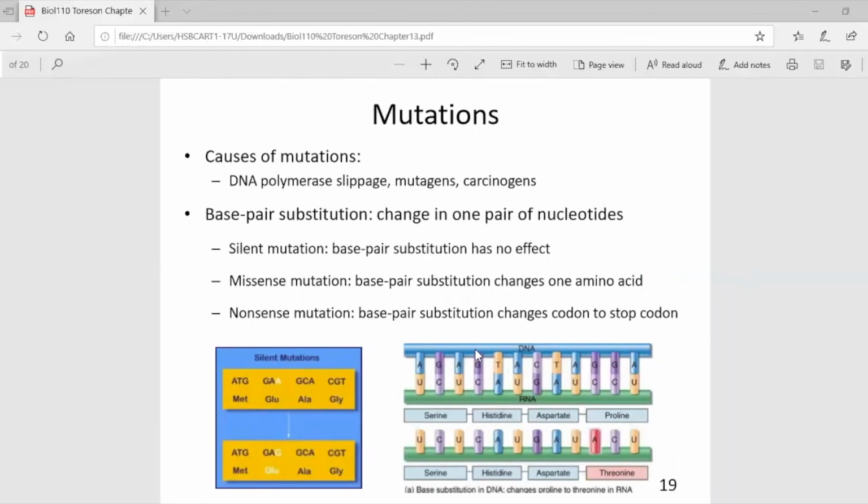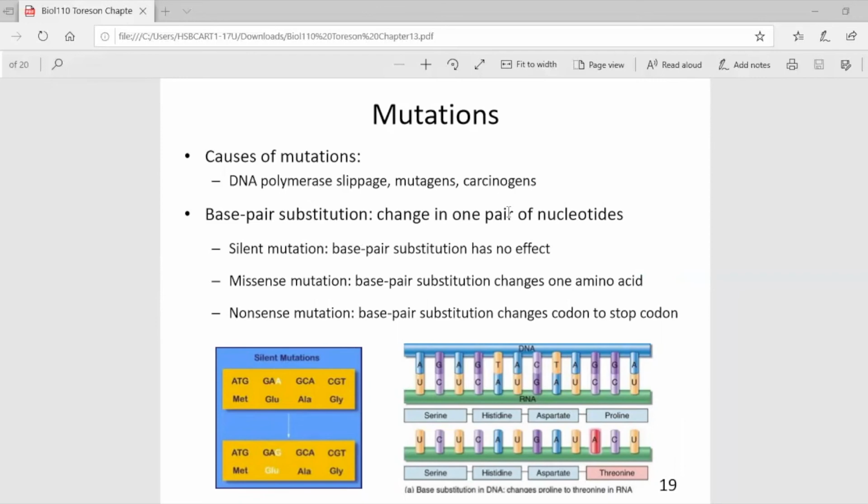Mutations happen all the time as a result of errors with enzymes like DNA polymerase, as well as exposure to things in the environment like various mutagens or carcinogens. Mutations are any change in the sequence of nucleotides. And if we look at base pair substitutions first, we are looking at a change in a pair of nucleotides.